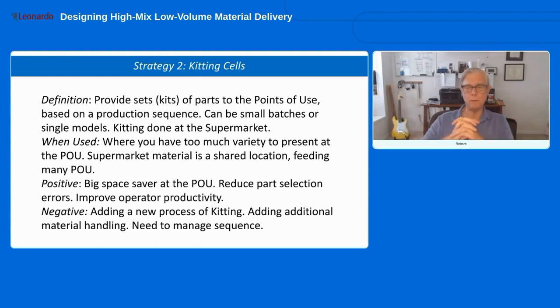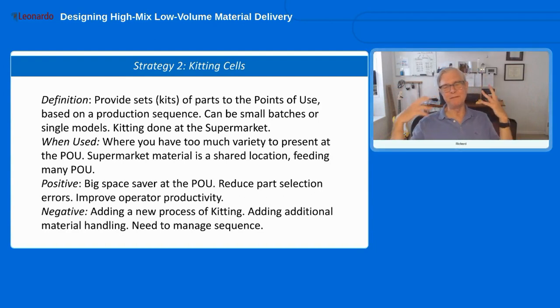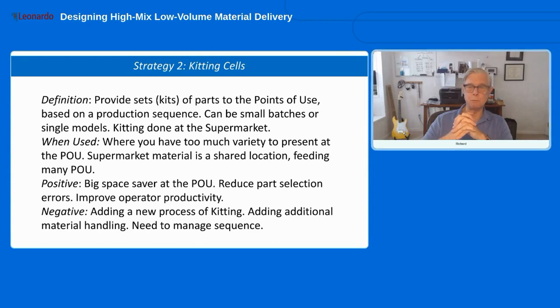Now, when would you want to do this? Well, when you've got too much variety or too much floor space, or you want to reduce the selection errors, you would allocate some people to do this kitting. So the benefit is you could remove all this material that you had in the previous example from the points of use and just deliver them a kit for the unit or the units that are coming, but a small quantity at a time. So it's a big space saver at the point of use. You're giving them presumably the exact parts that they need, so you're not going to get errors, hopefully. You'd have to error-proof it at the kitting cell, but at the operator level, they're using the right parts, and also the operators don't have to do a whole lot of fooling around.